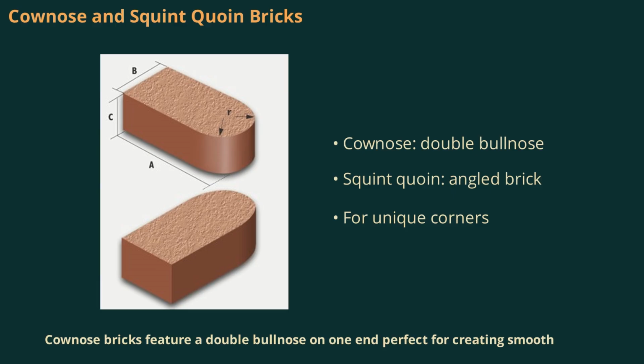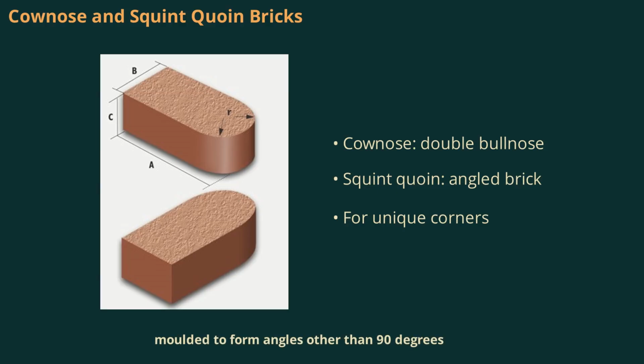Cownose bricks feature a double bullnose on one end, perfect for creating smooth, rounded edges at corners. Squint coin bricks are specially cut or molded to form angles other than 90 degrees, allowing for creative architectural designs and non-standard wall junctions. These bricks are essential for achieving unique shapes and ensuring the continuity of the wall's bond, especially in complex layouts or decorative features.